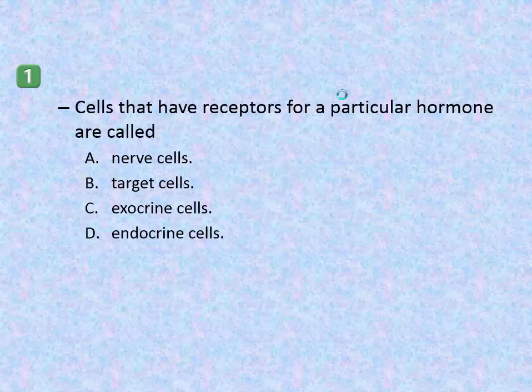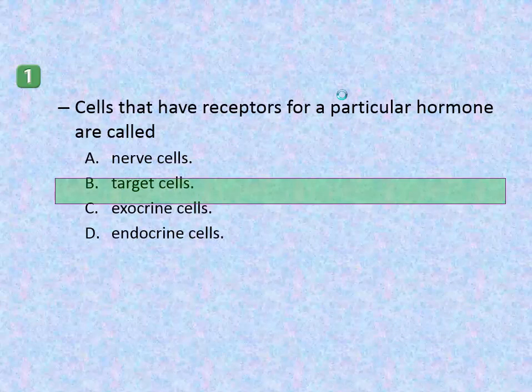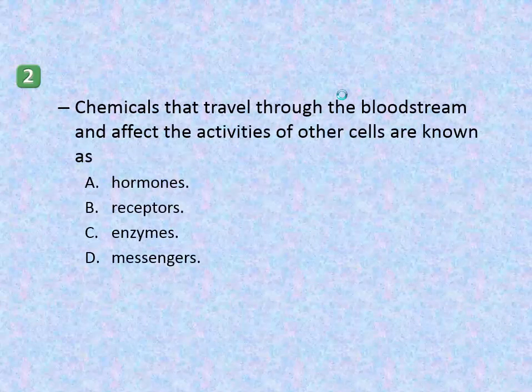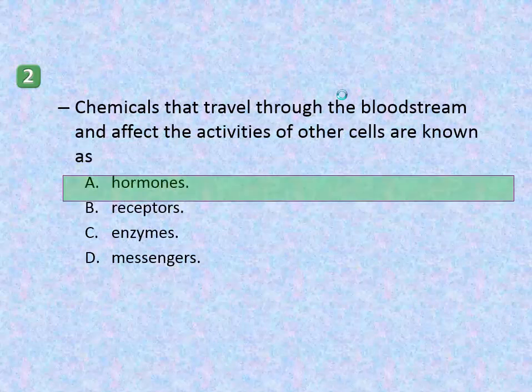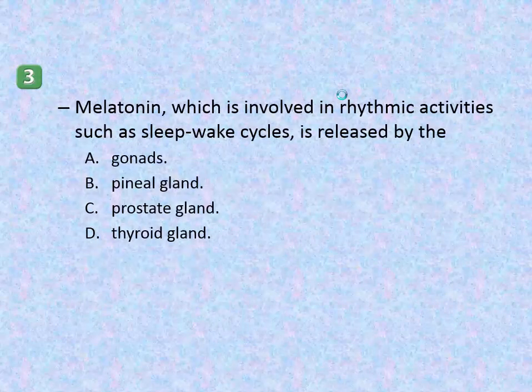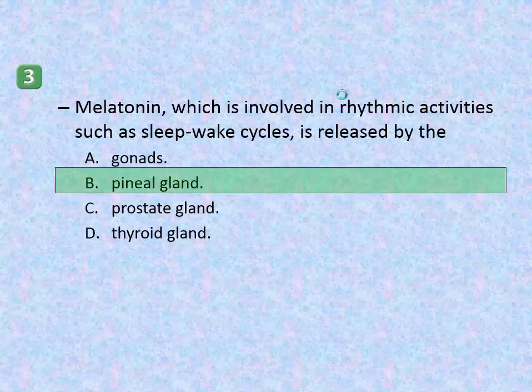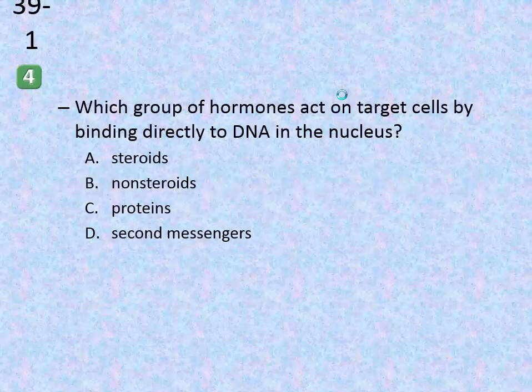Okay. Cells that have receptors for a particular hormone are called, that's right, target cells. Chemicals that travel through the bloodstream and affect the activities of other cells, that's right, hormones. Melatonin, remember I told you that's my favorite hormone. It's involved in rhythmic activities such as sleep-wake cycles. And what gland was it in? That's right, the pineal gland.